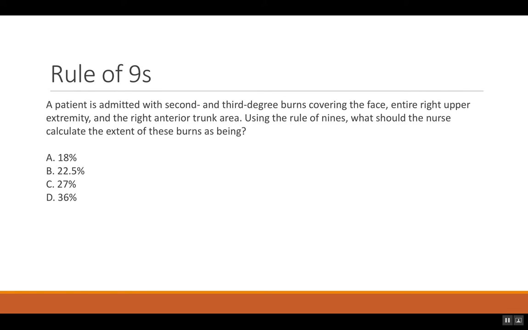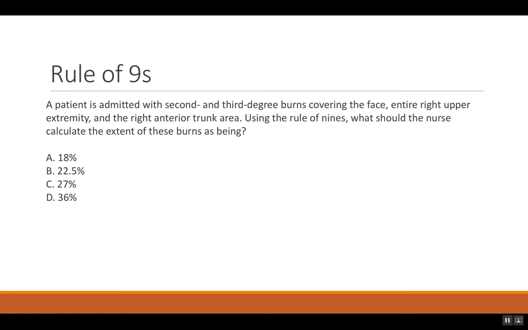Next question. A patient is being admitted with second and third degree burns covering the face, the entire right extremity, and the right anterior trunk area. Using the rule of nines, what should the nurse calculate as the extent of the burns? So it's 22.5%, which is B.